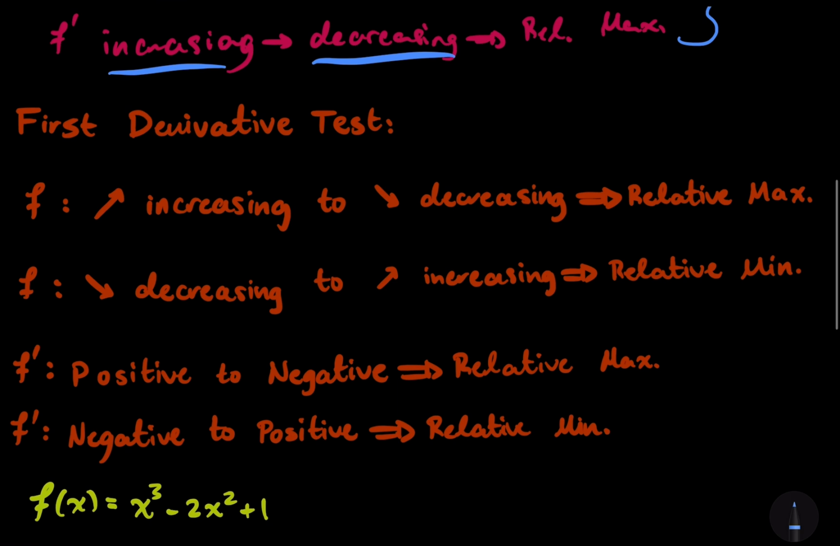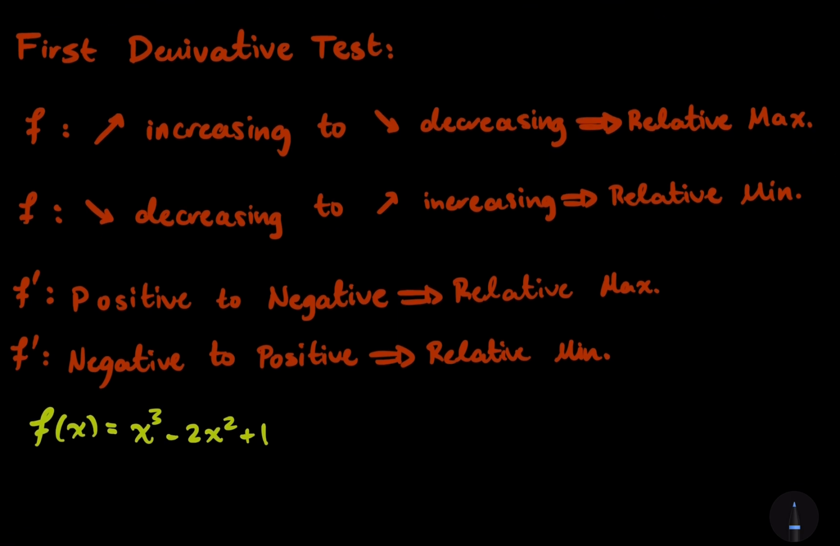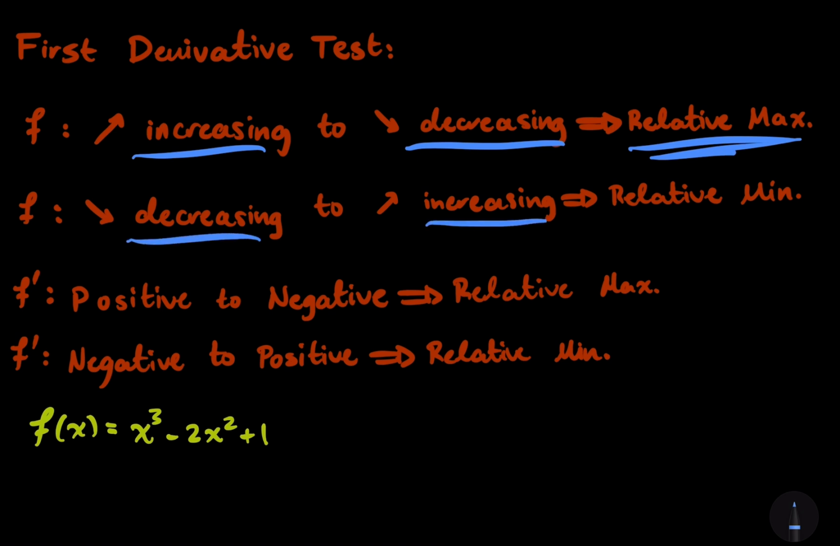And so the first derivative test tells us that if we have a critical point at which f is defined, and f goes from increasing to decreasing at that critical point, then we have a relative maximum. Similarly, if f goes from decreasing to increasing, then we have a relative minimum. Again, we're assuming that this is at a critical point and that f is defined at this point.